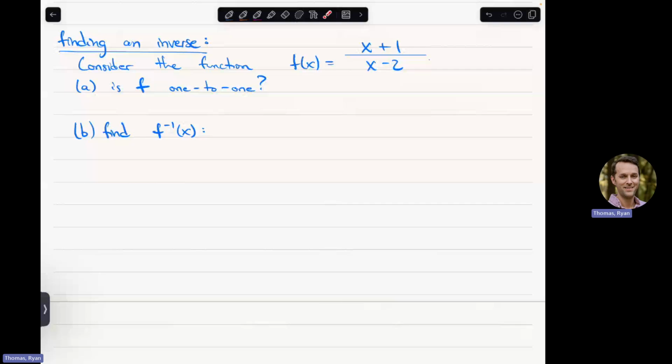Today we're looking at finding an inverse for a given function. Here's an example. Consider this function f of x is x plus 1 divided by x minus 2. To find an inverse, we need to do two things. First, we need to make sure there is an inverse. Functions that are invertible.